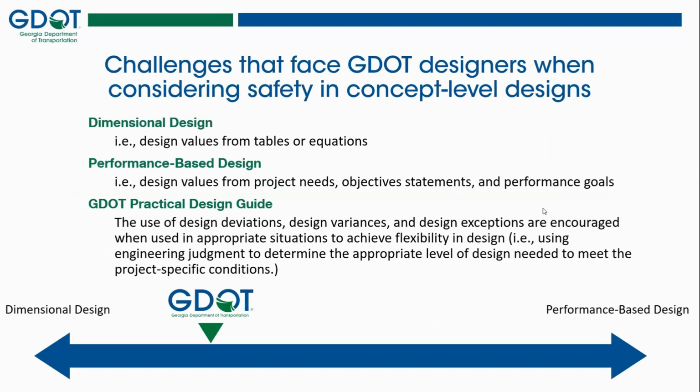I think if you look at the design spectrum, you have dimensional design, where you're getting your design values from tables or equations like the Green Book. And then you have performance-based design, where you're looking at design values from project needs, objective statements, and performance goals. Currently, I think GDOT is on the left side of this graphic, where we lean more towards dimensional design, especially with our traditional projects.